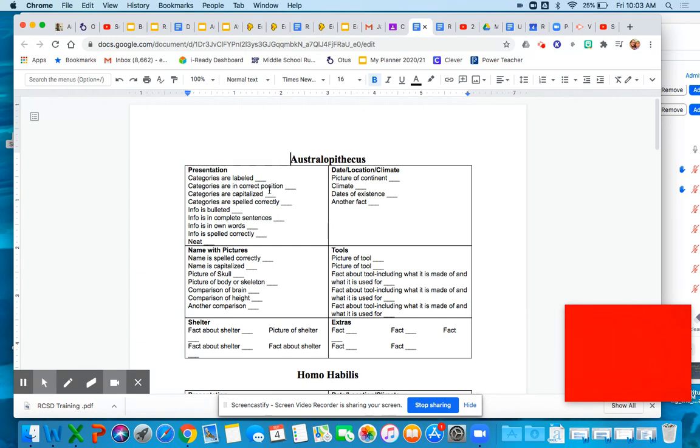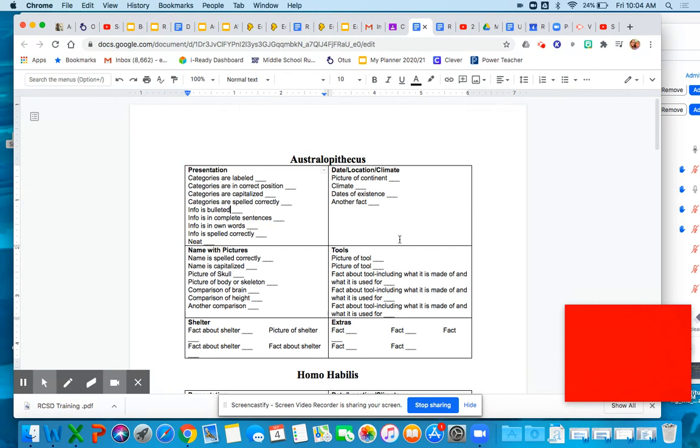Did you capitalize in the correct way? Is Australopithecus capitalized? Are the categories spelled correctly? You'd be surprised at how many times they are not. Is the information bulleted with numbers? I should write with numbers in there, but it's with numbers. Is the information in complete sentences? Is it in your own words, etc.?